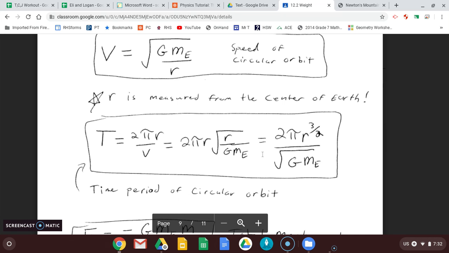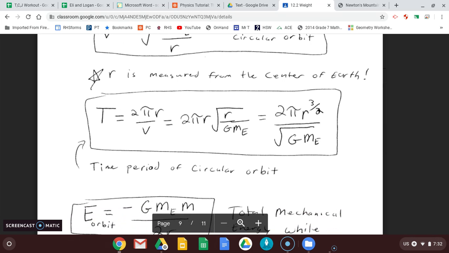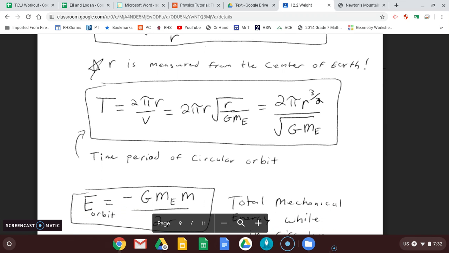This is just another way to clean it up a little bit more. It really means the same thing. There are two different ways to write it, just condensing the r's through a little bit of algebraic manipulation. So that's some different forms of a formula for the period of a circular orbit, remembering the period is the time it takes to go around once.